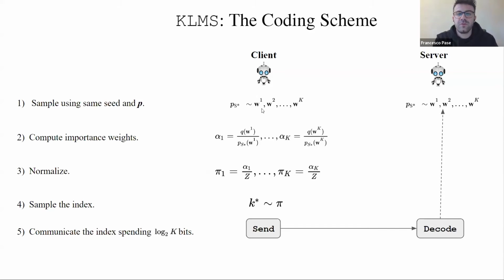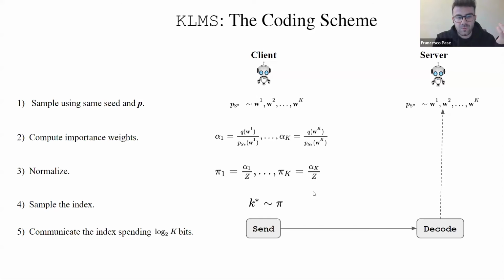So they can both generate the same sequence of samples, candidate samples for the first coefficient, imagine W1 up to WK. This superscript indicates candidates for the first coefficient. And then the client will weight those coefficients by applying these alphas, where each alpha is computed by using the local distribution Q divided by the global distribution P. Of course, this is not known by the server, but only by the client.